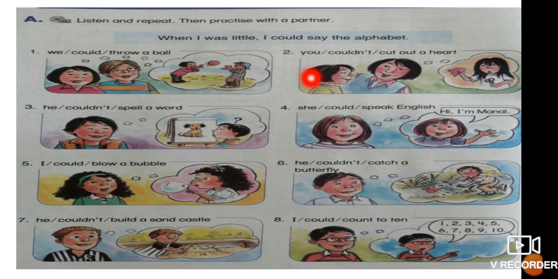Number 2. You couldn't cut out a heart. So, when you were little, you couldn't cut out a heart. Number 3. He couldn't spell a word. When he was little, he couldn't spell a word. Again, when he was little, he couldn't spell a word.